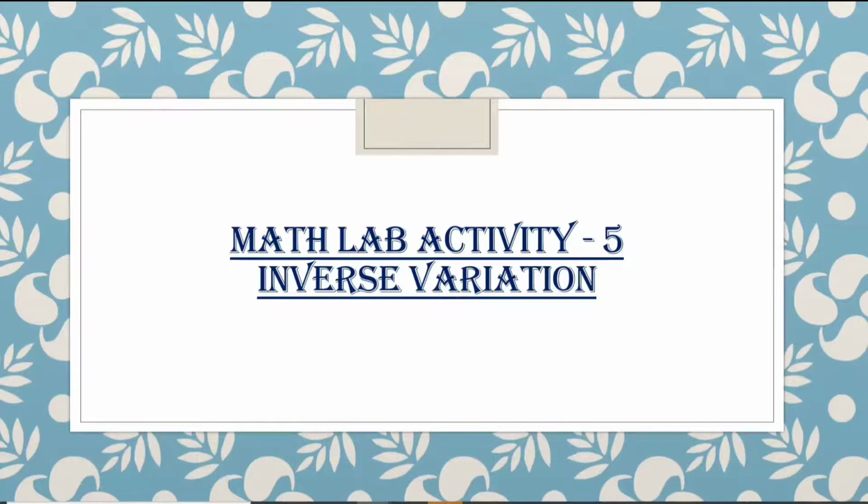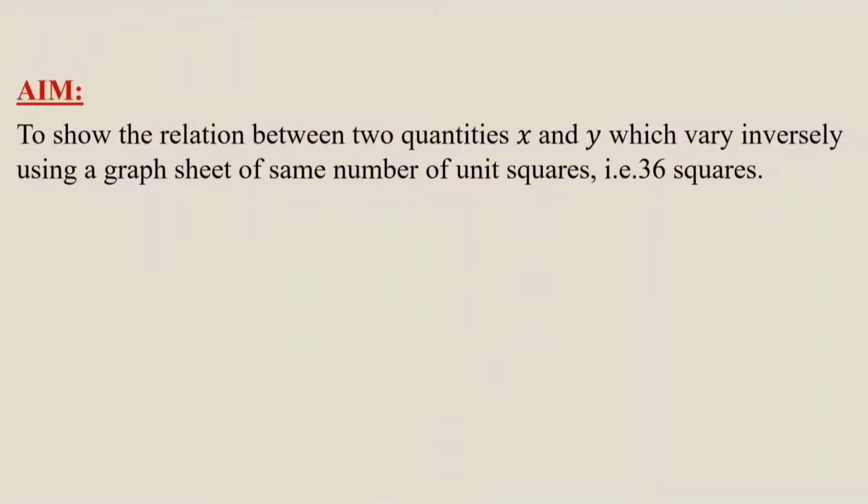Hello everyone. In this video, we are doing the fifth maths lab activity. It is based on the inverse variation. What is the aim of the activity? It is to show the relation between two quantities x and y, which vary inversely using a graph sheet of same number of unit squares, that is 36 squares.